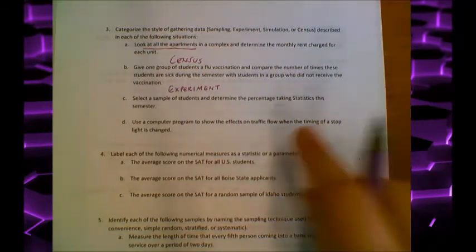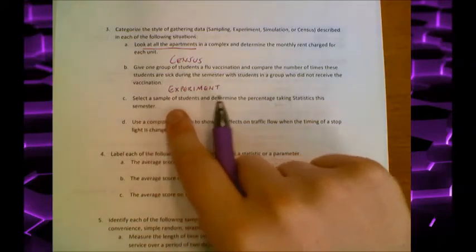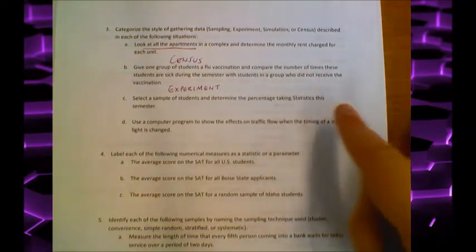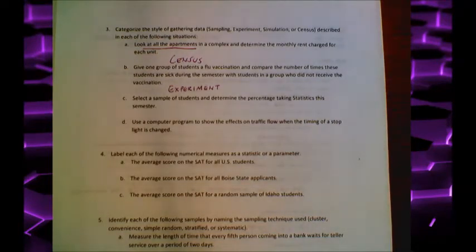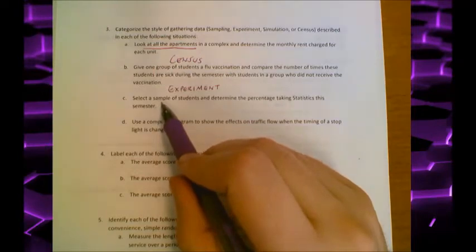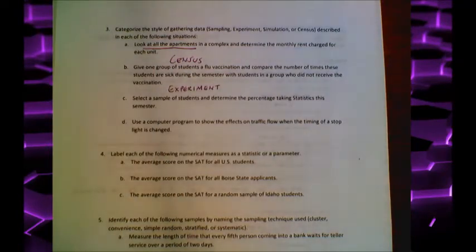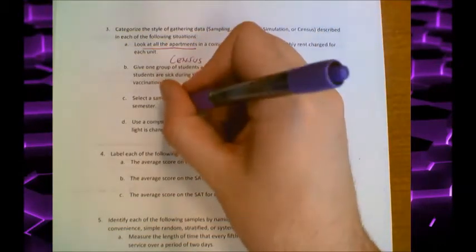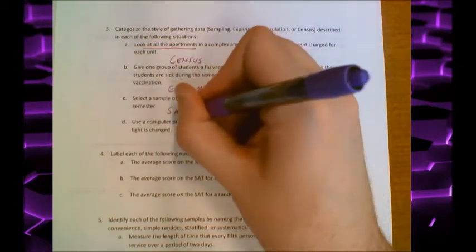For C, I'll select a sample of students and determine the percentage taking statistics this semester. Okay, so big clue there, I said I'm going to be taking a sample. If I was looking at every student in the entire building, that would be a census, but I'm just going to take part of it and apply that ratio to the whole population. So that's going to be a sample, or sampling.